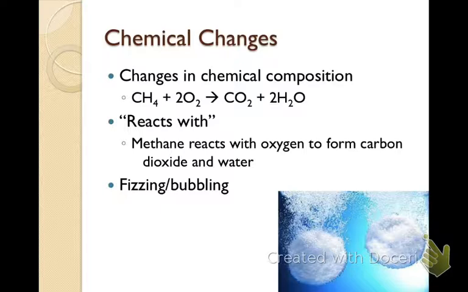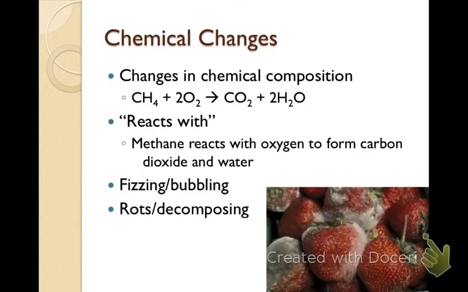Here we have Alka-Seltzer in water, you have CO2 being produced at the end. And a really disgusting looking picture, this is rotting or decomposing. You can also see this is a chemical change because if we took a look at a chemical equation for this, you would see that certain substances decompose or break down into other substances. So that sugar, the sucrose in there, might be breaking down into some other particles.